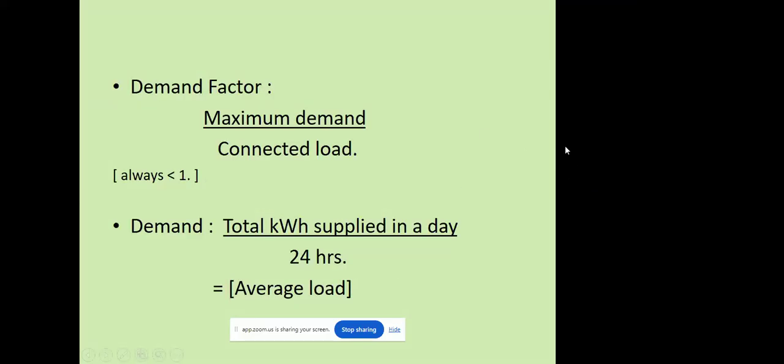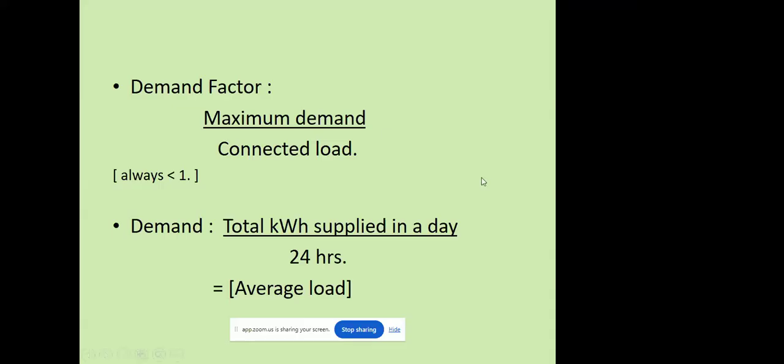So here, the first thing we see, what is a demand factor? Demand factor is the maximum demand divided by connected load. There may be 100 equipment connected, but all of them are not working simultaneously. So we find out the maximum demand. The simplest way to find out the demand is the total kWh supplied in a day divided by 24 hours, that is, we call it the average load demand. For 2, 3 days, we conduct this exercise and we come to know what is the normal requirement.